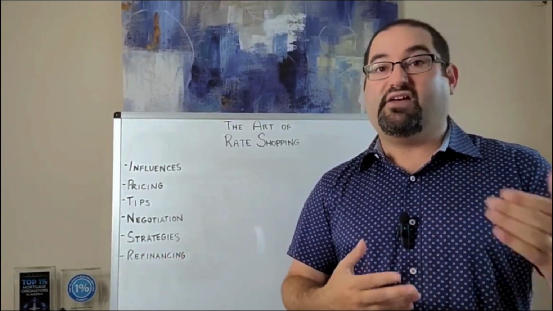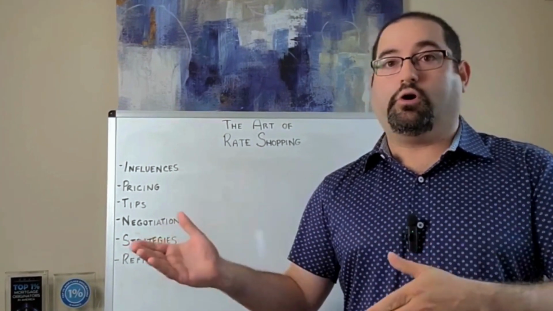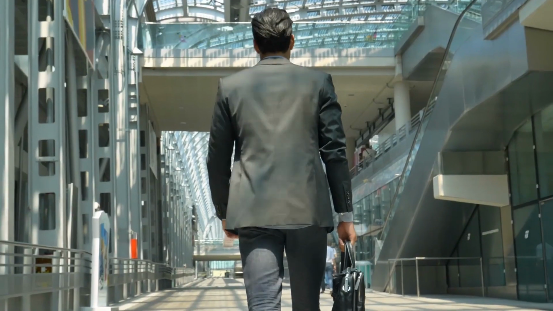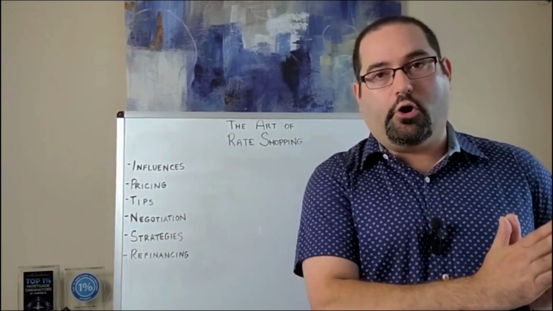Maybe they're quoting you a 7% rate with 2 points. Well, what about, could we do maybe a 7.25% with 1 point? We want to look at the different combinations. What's going to be the best for your situation? Are you tight on money for closing? Then we're going to want to go with a low or no point option.